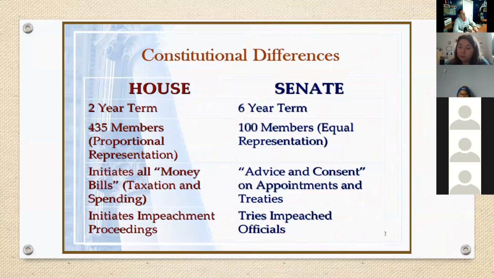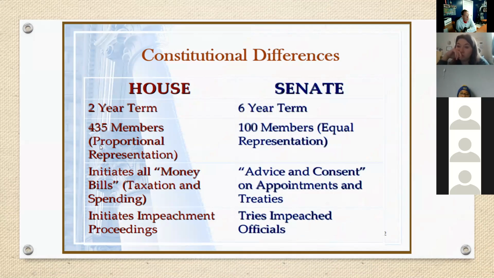Okay, now, this is what you're going to focus on in your activity today. What are the differences between the House and the Senate? Let's run down the House here. The House has people elected for a 2-year term. So there's 435 members. They each represent a district. And the districts are supposed to be, that's why I have proportional representation here, about equal in size.